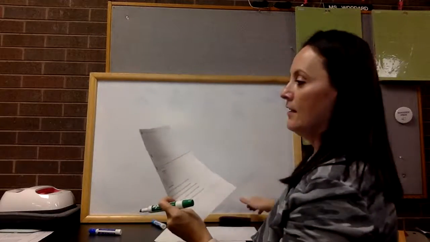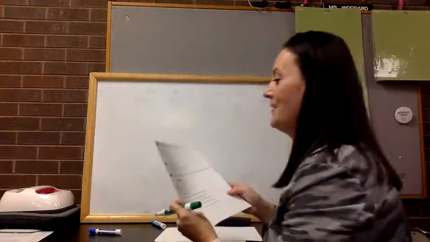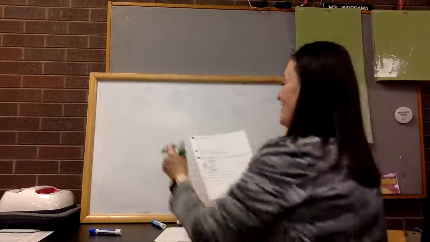Now we're going to move on. We're going to look at number 13. Which choice best represents the slope-intercept form of a straight line?